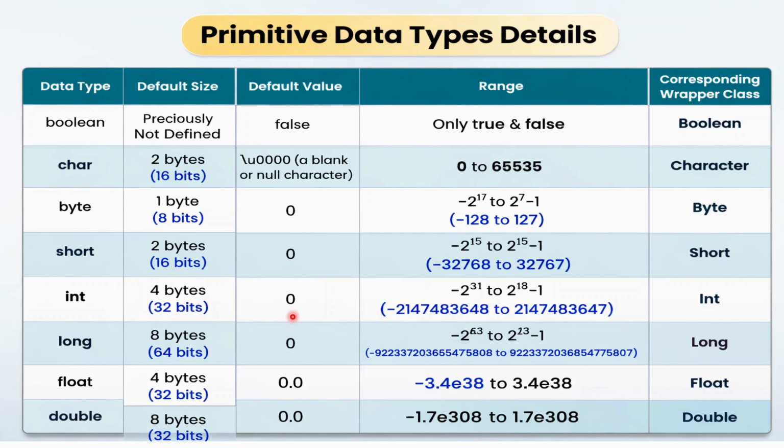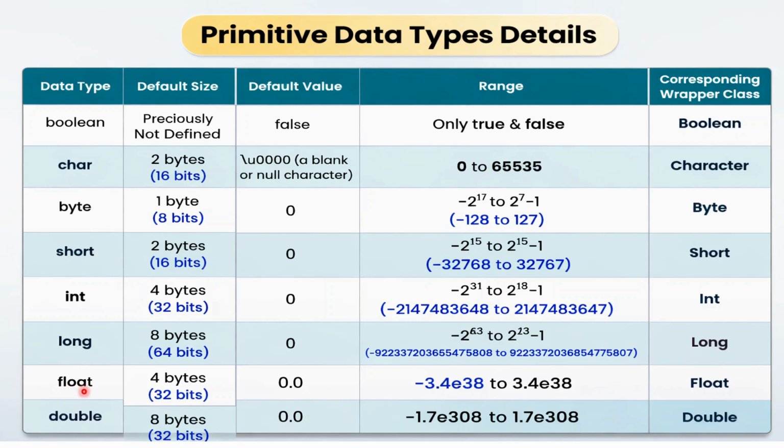Its default value is 0, and again here a small mistake. It ranges between minus 2 raised to power 31 to positive 2 raised to power 31 minus 1, and its corresponding wrapper class is int. So next data type is long. Its default size is 8 bytes, means 64 bits, and its default value is 0. It ranges from minus 2 raised to power 63 to positive 2 raised to power 63 minus 1, whose corresponding wrapper class is long.